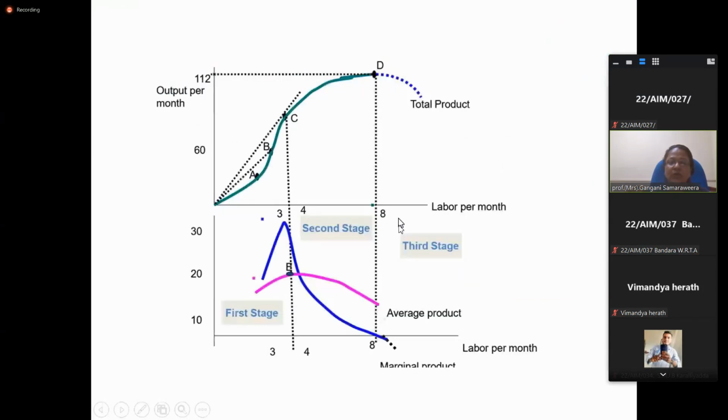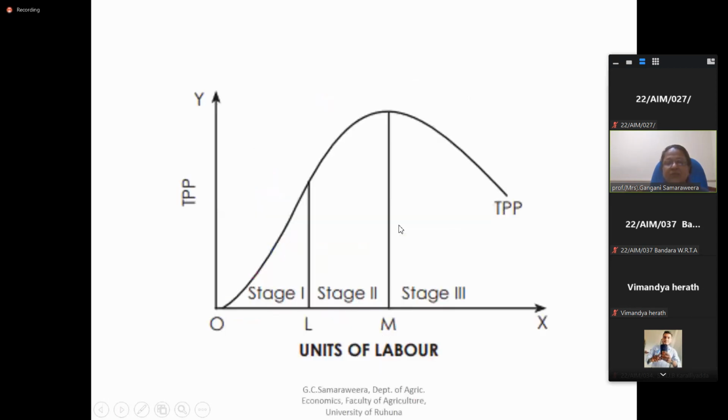Okay, so here that's what we draw here. The same values we put, and we separated first stage increasing at increasing rate, increasing at decreasing rate, then decreasing. So at that time, you can see after that point, marginal product becomes minus. So these are the main 3 stages we showed here. Increasing at an increasing rate, increasing at decreasing rate, and gradually decreasing.